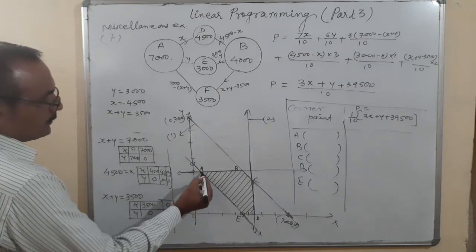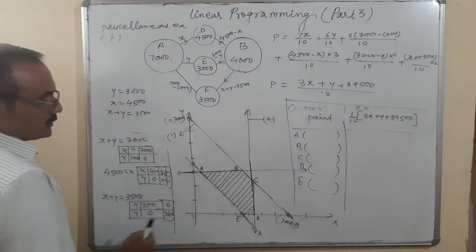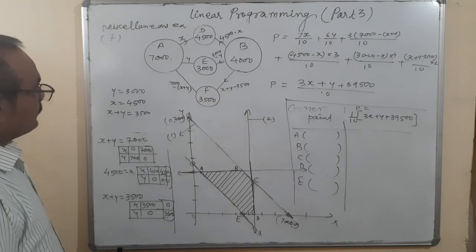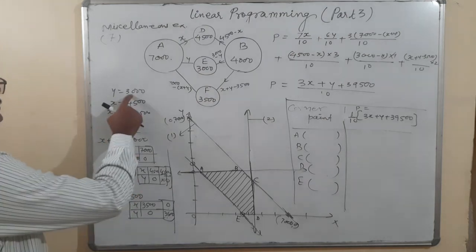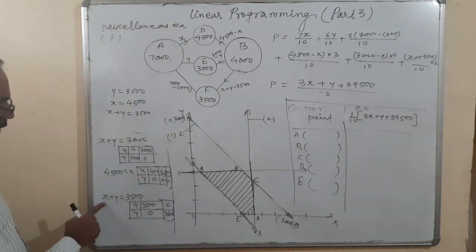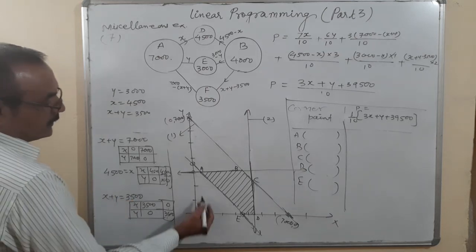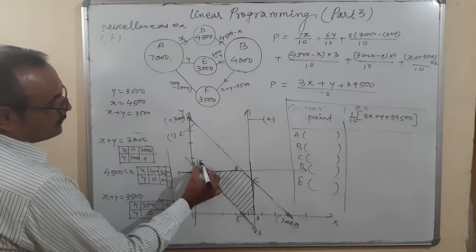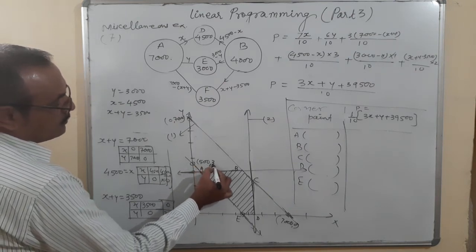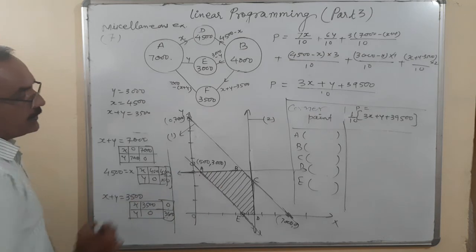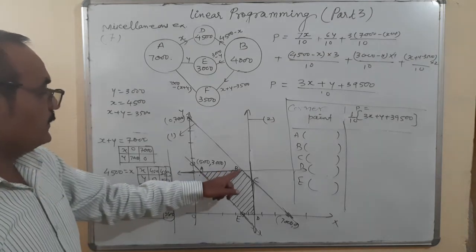what is the point coming here? This line is parallel to the x-axis, that means y is equal to 3000. Y is equal to 3000. When I put 3000 here, x is equal to 500. So this is 500 comma 3000. Point A.